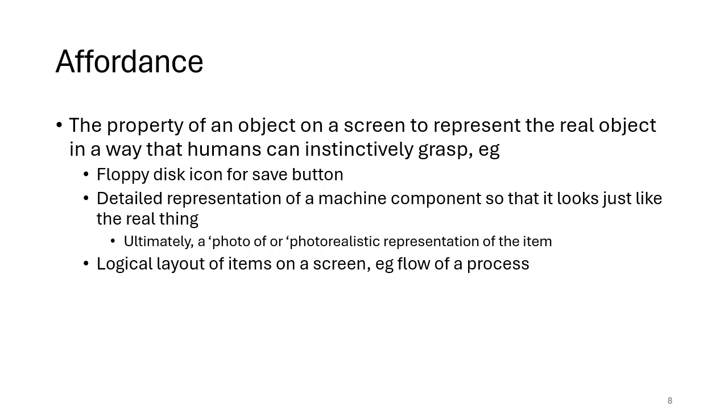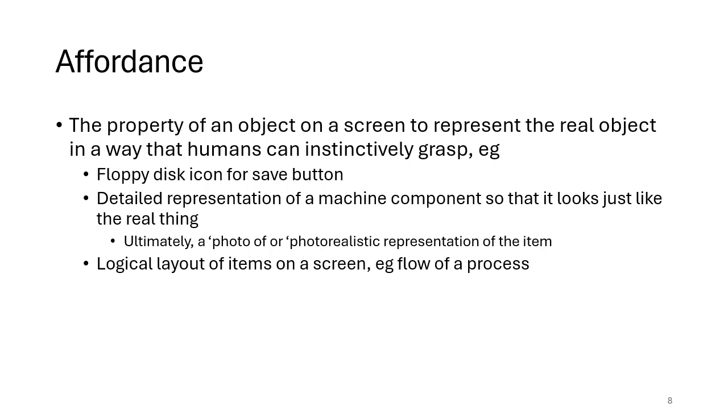So I mentioned affordance. Affordance is the property of an object on screen to represent the real object in a way that humans can instinctively grasp. So for example, we've got the affordance of a floppy disk icon, which most users would know is the symbol for the save button. Even though floppy disks have been out of use for a long, long time, we immediately see a floppy disk icon. We know that if we click on that button, it's going to save our current progress.